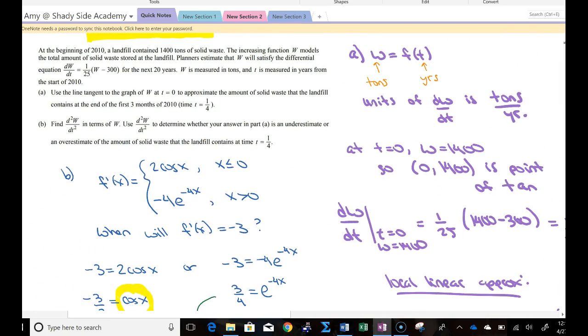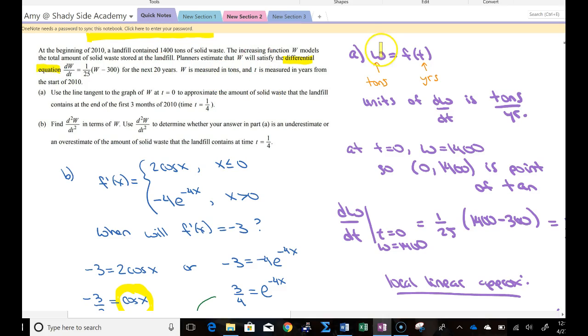Landfill. Look at the purple. At the beginning of 2010, a landfill contained 1,400 tons of waste. The increasing function W models the total amount of solid waste stored in the landfill. Planners estimate that W will satisfy the differential equation, which just means an equation that involves derivatives, for the next 20 years.